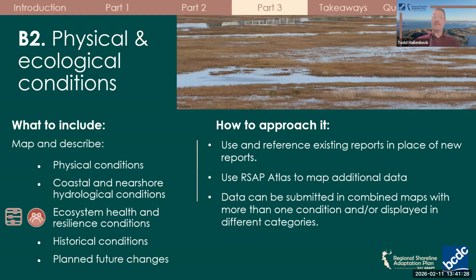We will dive more into how to use the Atlas so you understand its capabilities. The different categories that must be mapped in this section do not need to be individual maps. They can be displayed in combined maps or organized in ways that make sense for your planning area. Additionally, this section can be used to highlight connections across habitats, jurisdictions, and uses. Documenting physical and ecological conditions in this way helps establish a clear understanding of the landscape and supports later sections on vulnerability assessment and adaptation strategy development.